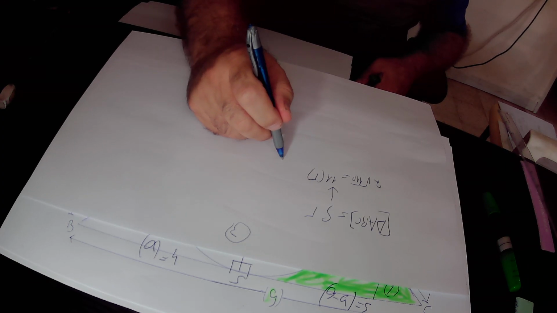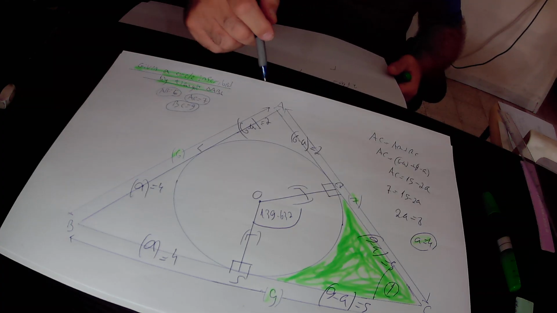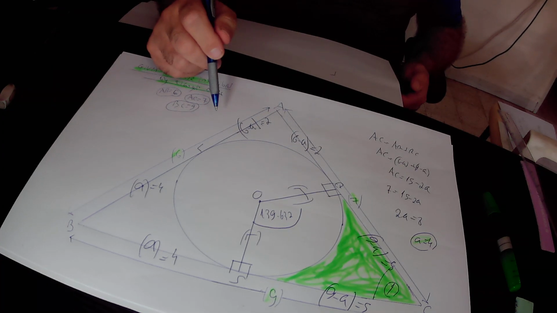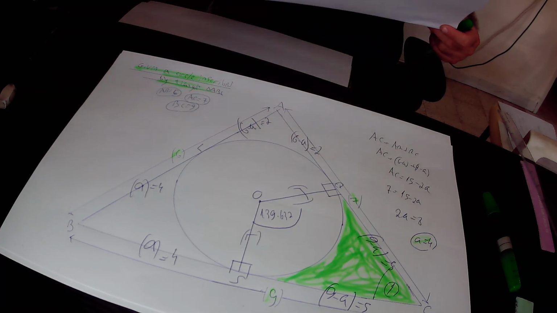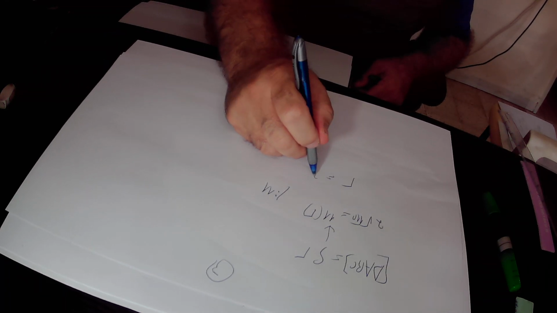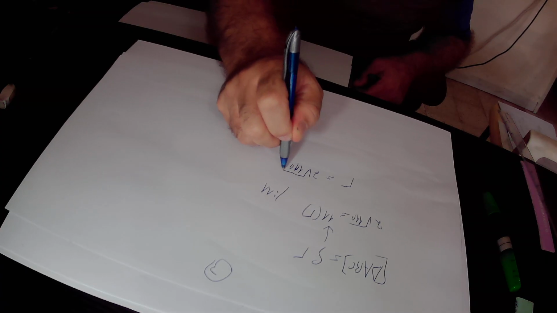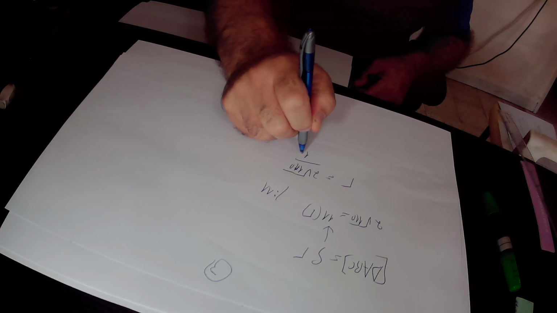Here we divide this equation by 11, and finally get that the radius of this circle that is inscribed by triangle ABC is equal to 2 times square root of 110 over 11.